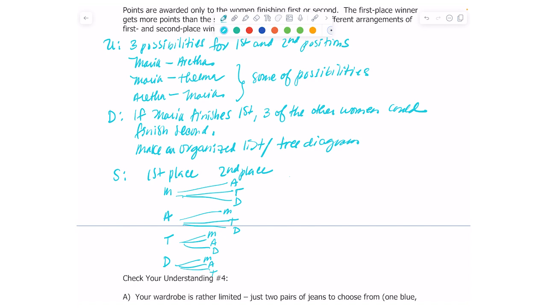So how many different combinations or possibilities are there? Well, I could have Maria and Aretha. So Maria would come in first, Aretha second. Or it could be Maria first and Velma second. Or Maria and then Debbie, and so on. So here's a list of all the different possibilities, which you can see is very organized when making the tree diagram. And if I go through and count those, it leaves me with 12 possibilities of first and second place.